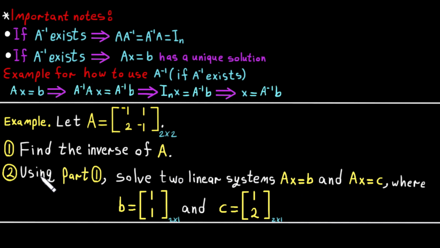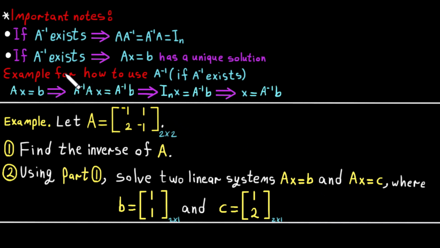It's very simple. As we have found A inverse from part 1, we will use it to multiply both sides of the linear system from the left. So we have to multiply here A inverse and here A inverse. We will get the answer x equal A inverse multiplied by B. I will illustrate all this in a nice way when I answer number 2.